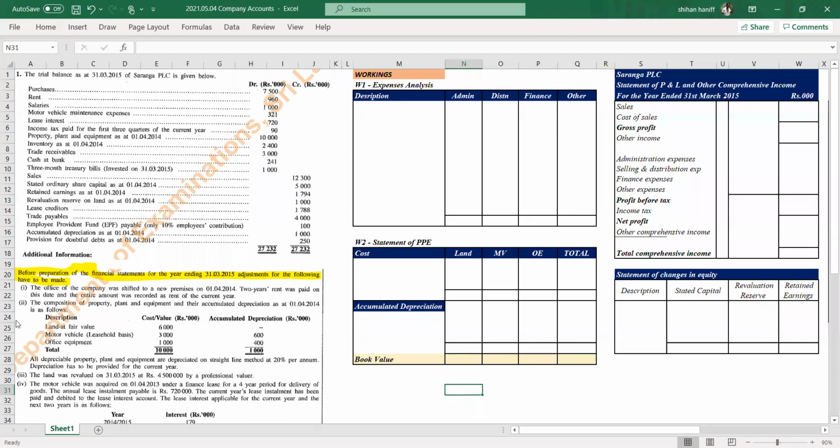The office of the company was shifted to a new premises on 1st of April 2014. 1st of April 2014 means that's the opening, the beginning of the year. 2 years rent was paid on this date, and the entire amount was recorded as rent of the current year. If you check the trial balance, there is rent of 960.